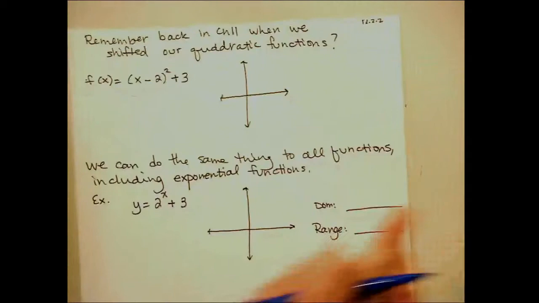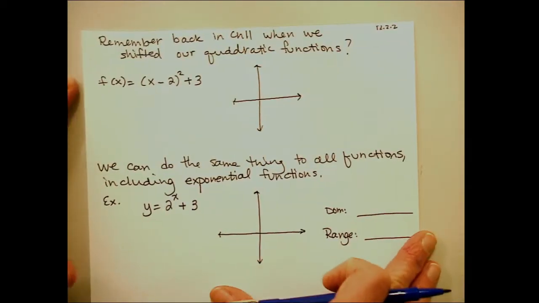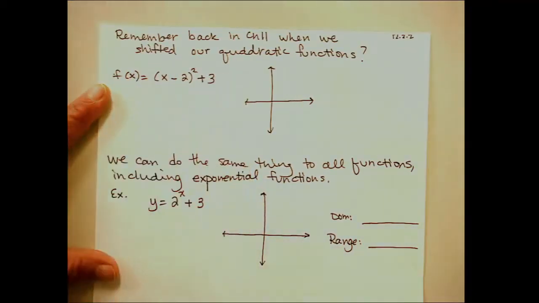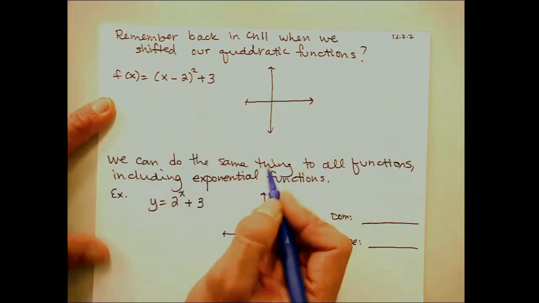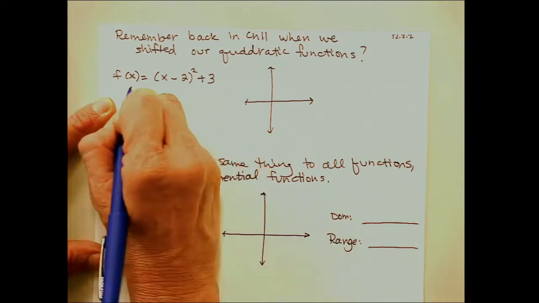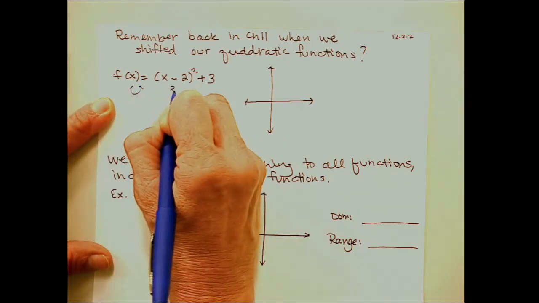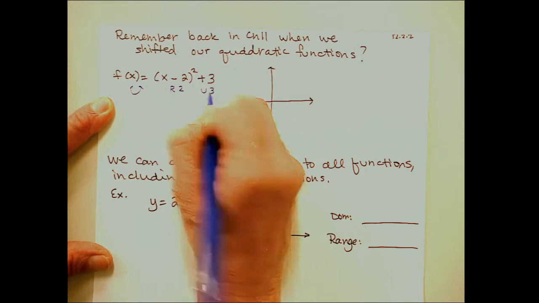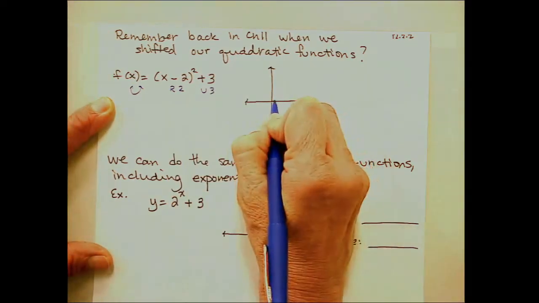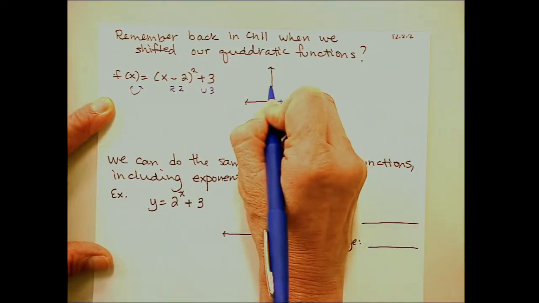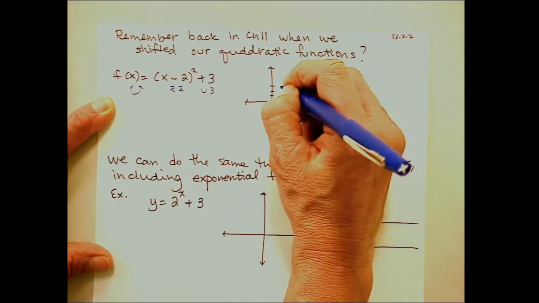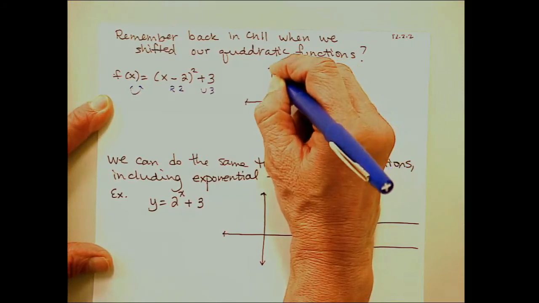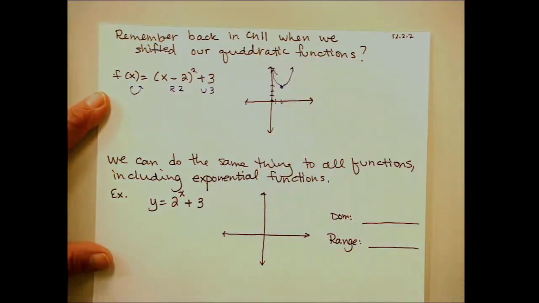Okay, so we're going to do a little Wayback Machine. You don't have to set the Wayback Machine very far, just chapter 11. Remember when we shifted our quadratic functions? F of x equals x minus 2 squared plus 3. So it's a quadratic shifted right 2 and then up 3. So I'd go right 2, up 3, we've shifted the vertex from here, right 2, up 3, and then just draw your parabola.